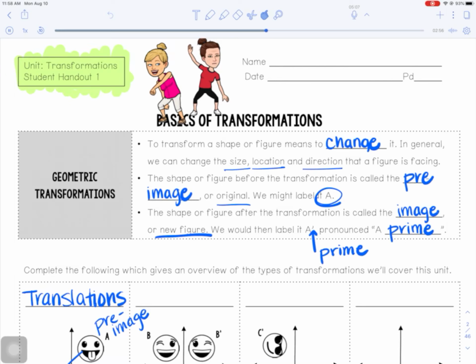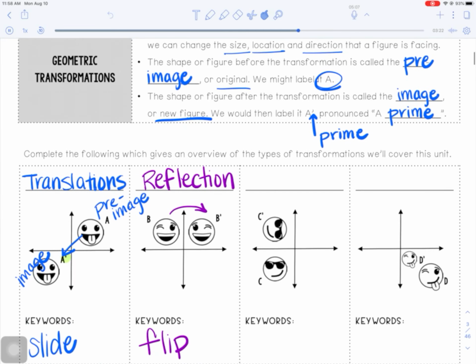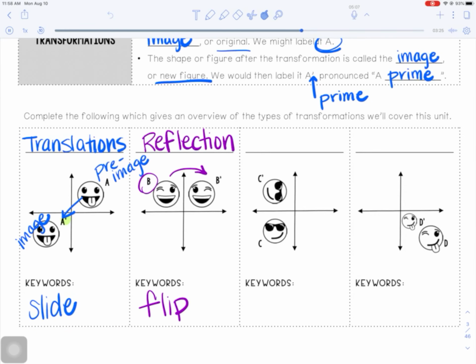All right, Miss Horazo, what's the next one? The next one is reflection. Mrs. Davis, what do you think of when you think of a reflection? Flip. I think of looking at my beautiful self in the mirror. Oh, that's a good observation. So we're going from the one without the apostrophe, which is our pre-image, to the one with the apostrophe, which is our B prime. So this is B, this is B prime. Old, new.